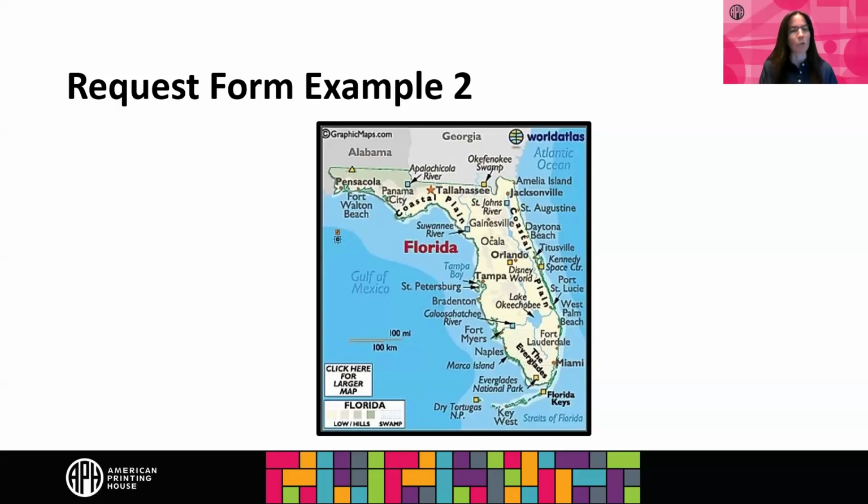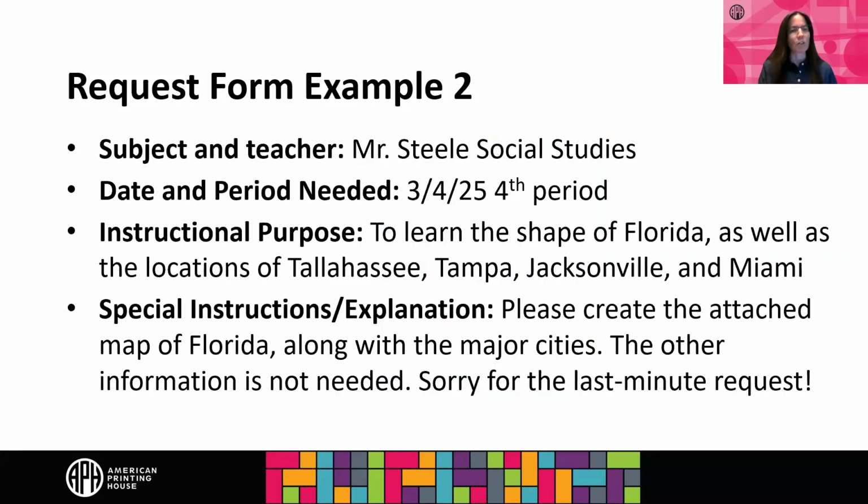And I will have to provide it to my student and then also help him to understand what's on it. So before I answer my two questions, will I transcribe this as a tactile graphic, and how will I do it? I'm going to look at what the teacher has to say. Fortunately, Mr. Steele from Social Studies did fill out my request form, and he says that the instructional purpose is to learn the shape of Florida, as well as the locations of Tallahassee, Tampa, Jacksonville, and Miami.